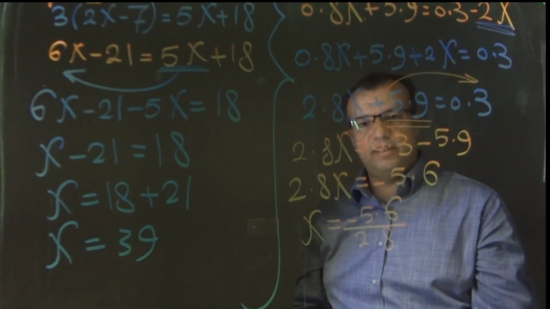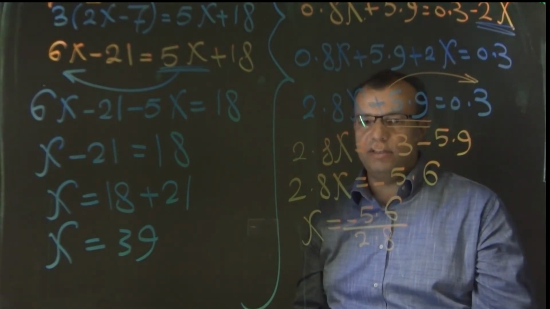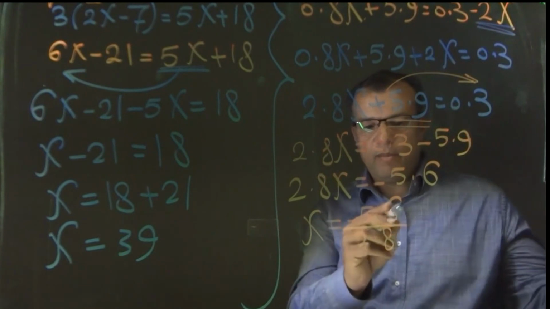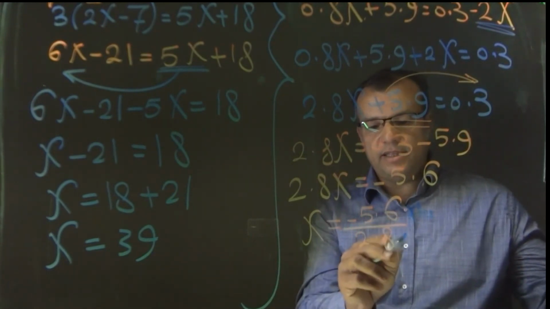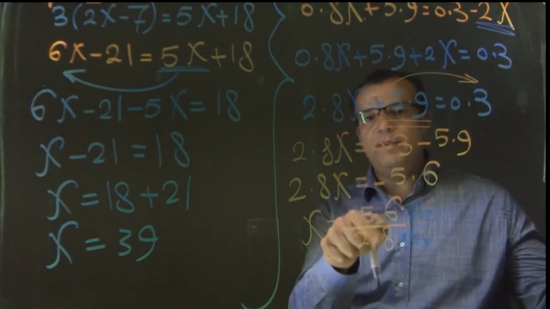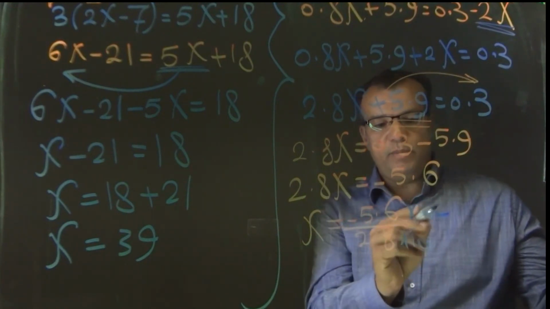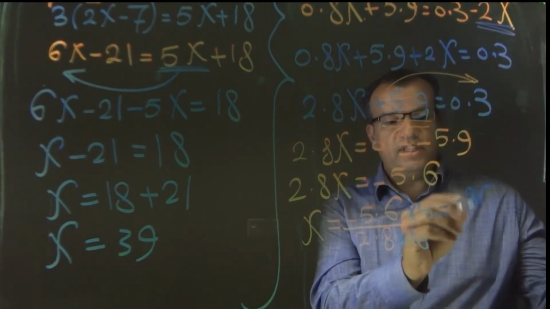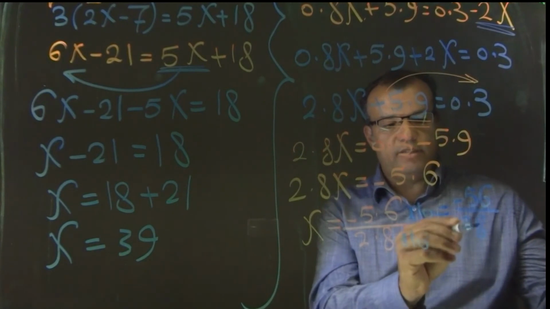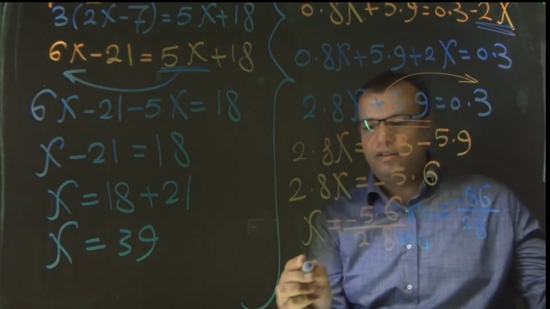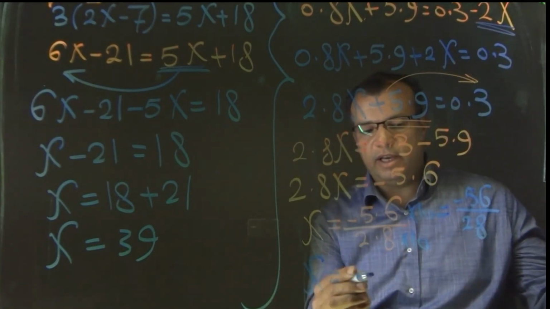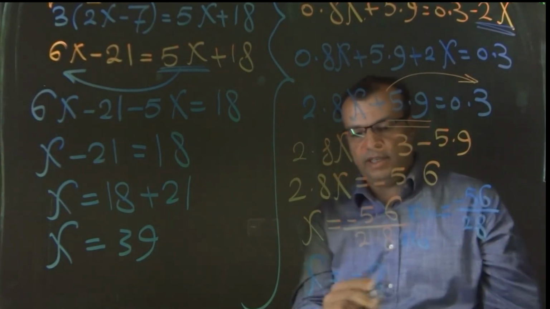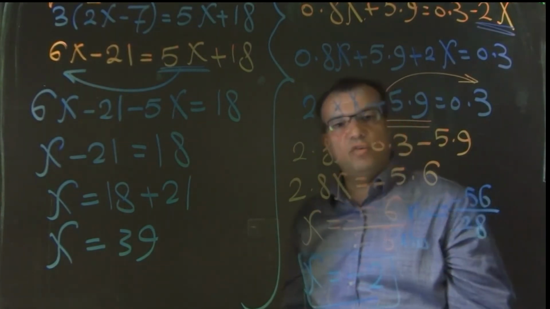How can I find it mentally, without using a calculator? Multiply the top by 10 and the bottom by 10 to eliminate the decimal point. It will be negative 56 over 28. So x = negative 2. This is the value of x.